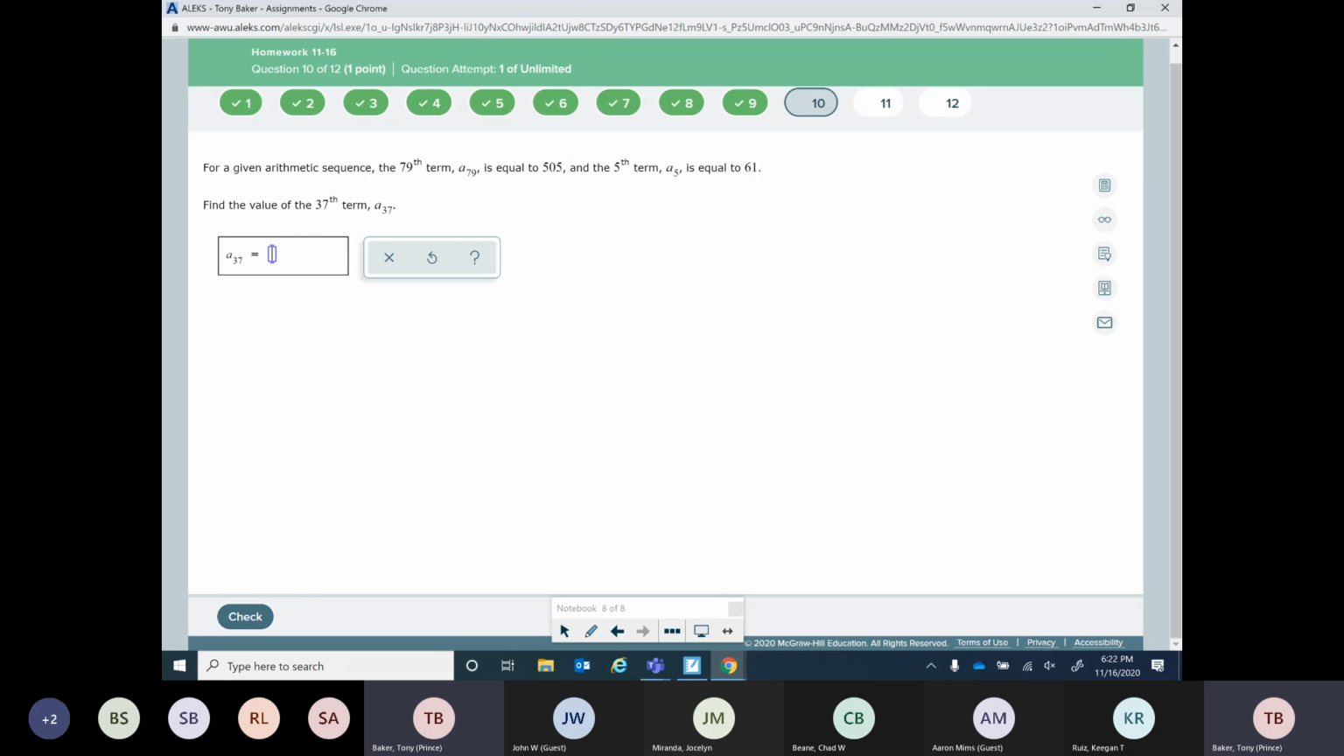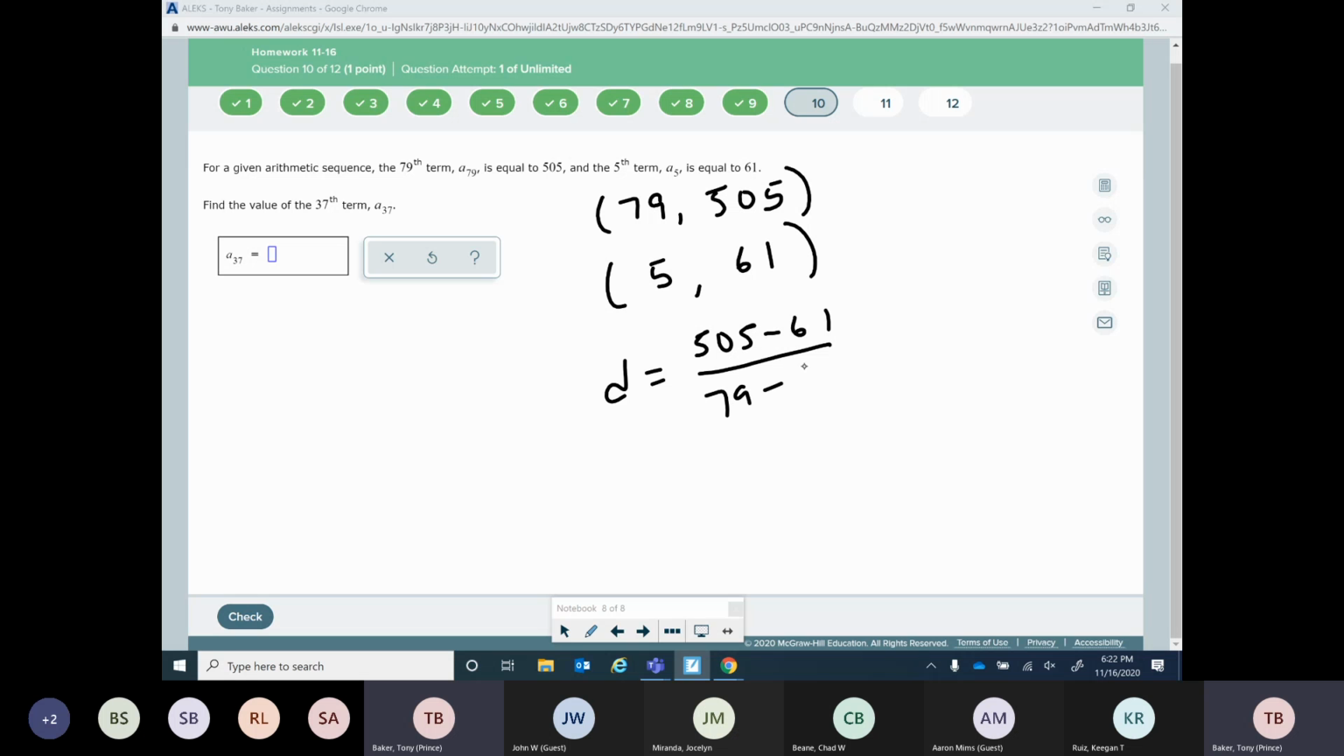All right, so the next one says, for a given arithmetic sequence, we have a 79th term is equal to 505, and the 5th term is equal to 61. They want you to find the 37th term. Remember I told you about distance is basically just like slope? So if we look at it this way, I have 2 points. I have my 79th point, so 79 is 505, and 5 is 61. So I can write those as slope and actually do my equation. So it's 505 minus 61 over 79 minus 5.